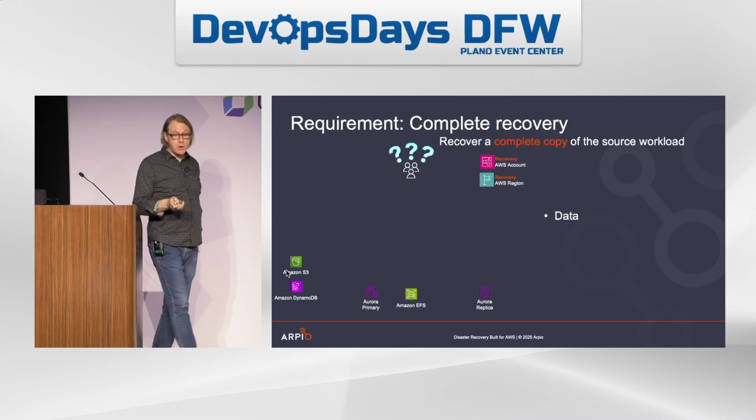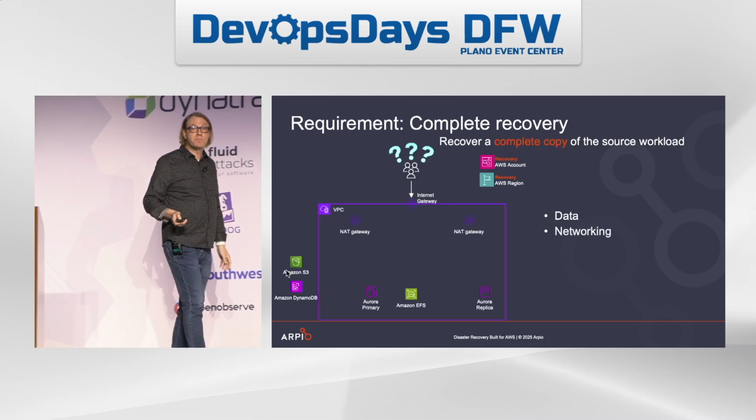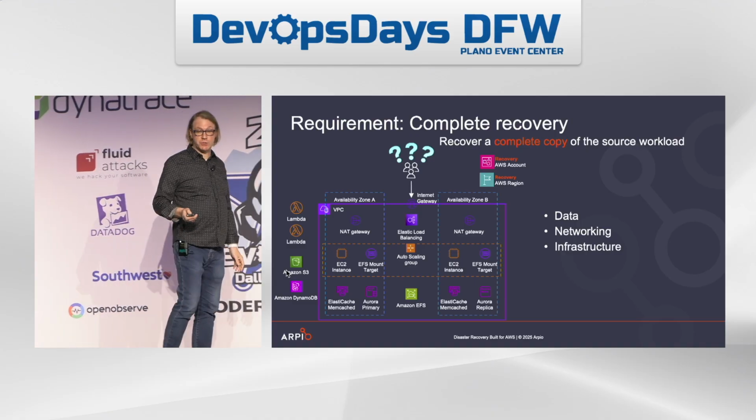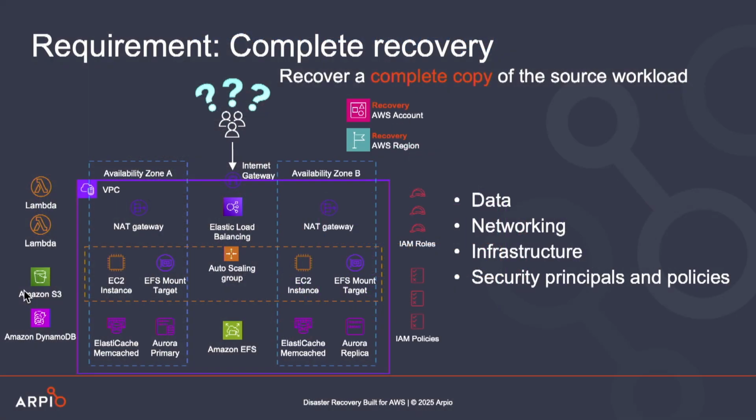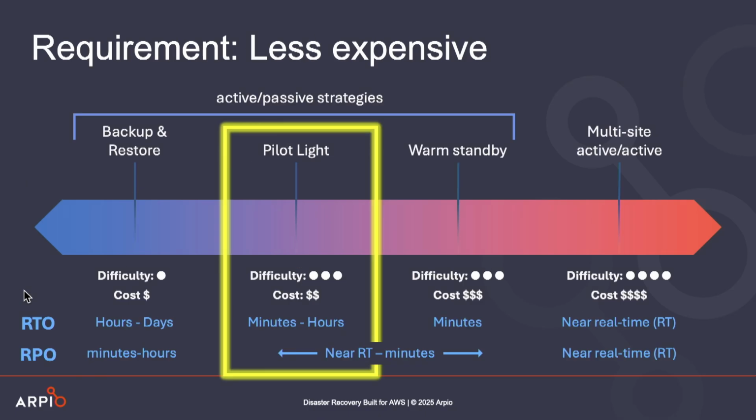So you're going to need to also bring up the networking, the infrastructure, the security principles used for the services to talk to each other. And finally, configuration translation, meaning when things come up, they'll have different names. Things will need to know how to talk to each other. So you're going to have to do that. That's the requirement: complete recovery.